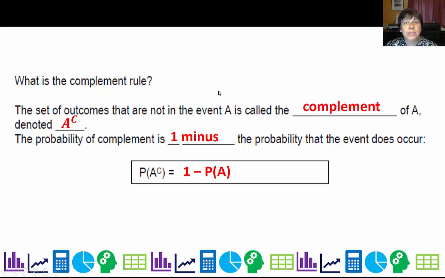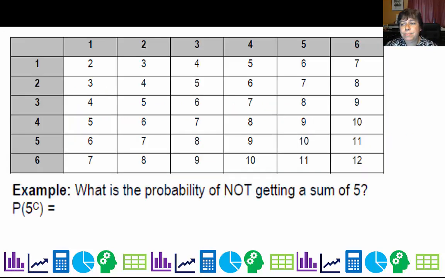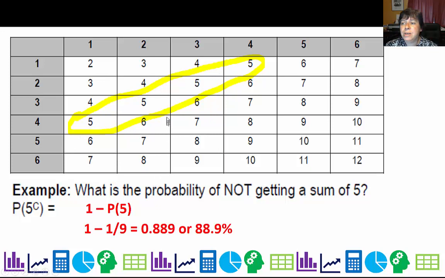So let's go ahead and practice doing some not probabilities. So what is the probability of not getting a sum of 5? That's basically 1 minus the probability of getting a 5. So I would say, okay, probability of a 5 is 4 out of 36, which is 1/9. 1 minus 1/9 is 88.9% or 0.889. Now I could have just added up all of the outcomes here that are not 5s, and that would have worked as well and given me exactly the same answer.